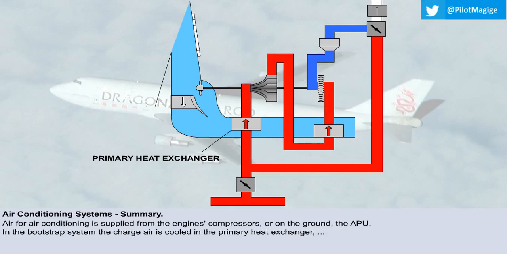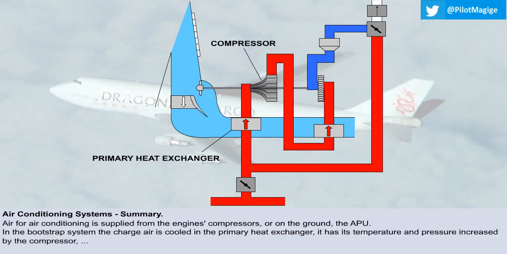The bootstrap is the most common type of air cycle machine. In this system, the charge air is first cooled in the primary heat exchanger. From there it passes to the compressor, where its temperature and pressure are raised. The purpose of this is to ensure an adequate pressure and thus temperature drop across the turbine.